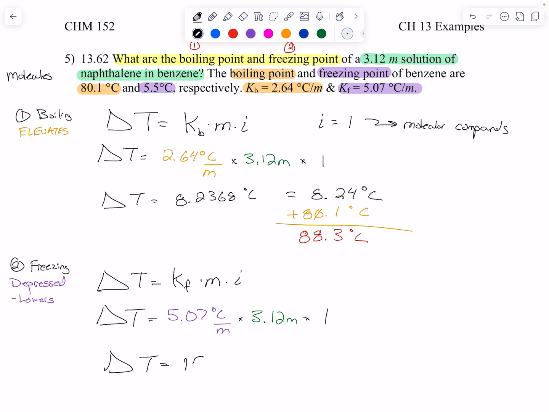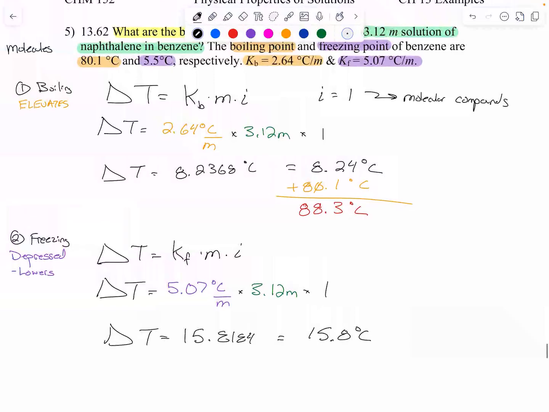I get 15.8184, which with 3 sig figs is 15.8 degrees Celsius. All right, so now we start at 5.5 degrees Celsius. We're going to minus 15.8 degrees Celsius. And so your 5.5 minus 15.8, you're going to get negative 10.3 degrees Celsius.